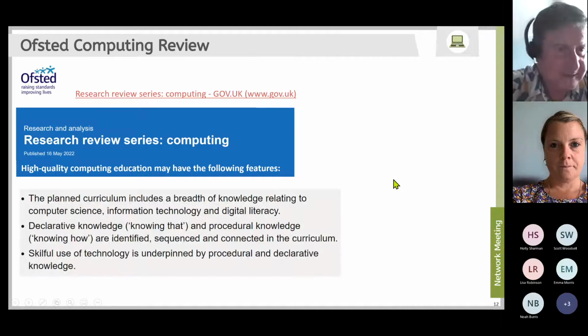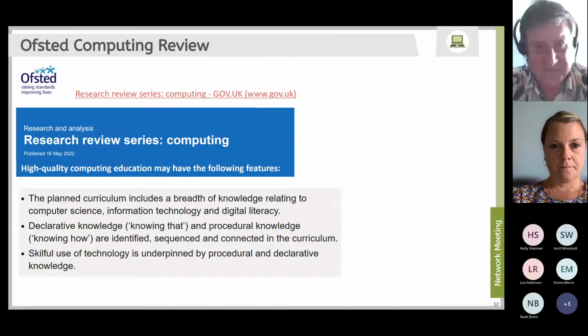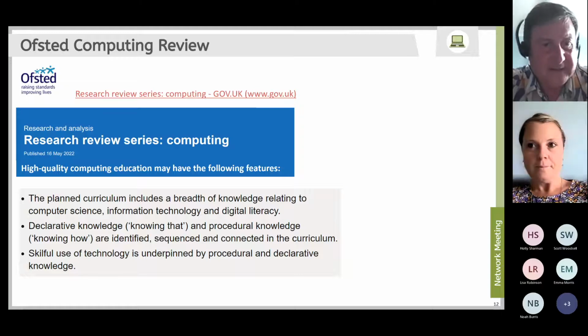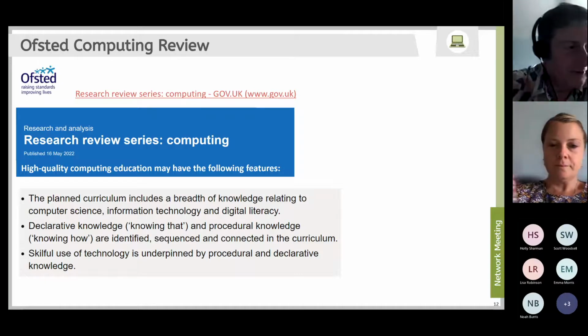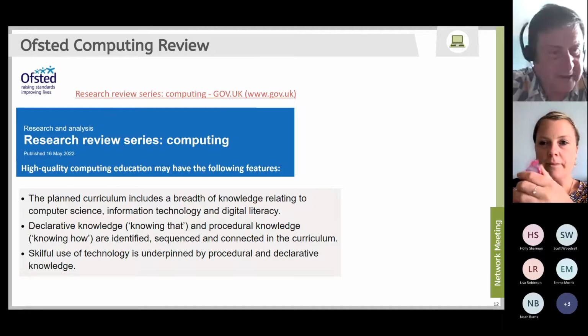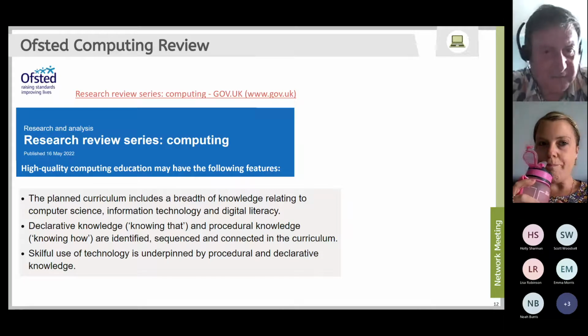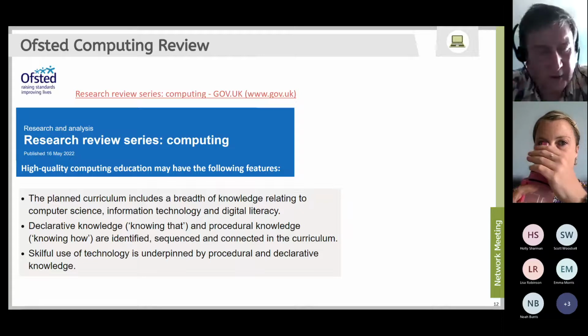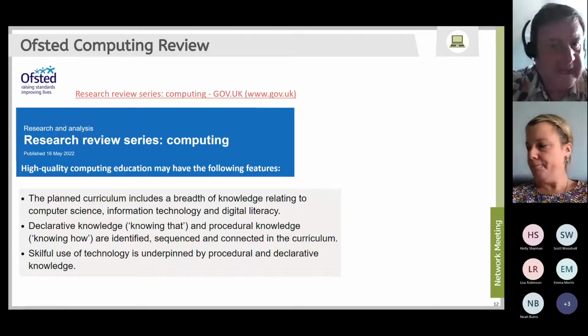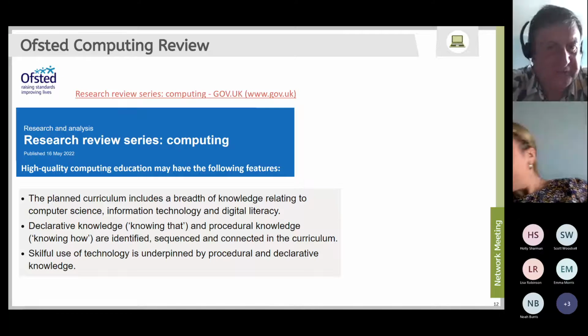These were the main findings when it came to what high quality computing looks like. And not surprisingly, it's the breadth of that curriculum to include the computer science, which is the theory as well as the programming, the information technology side, which is using and creating artifacts, and the digital literacy, all the online safety and knowing how to use the internet appropriately and searching skills.